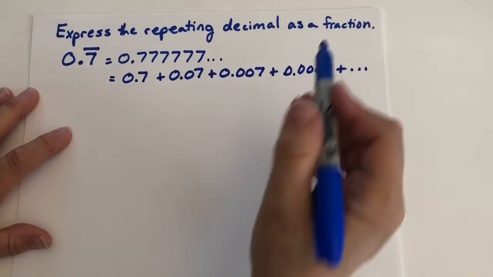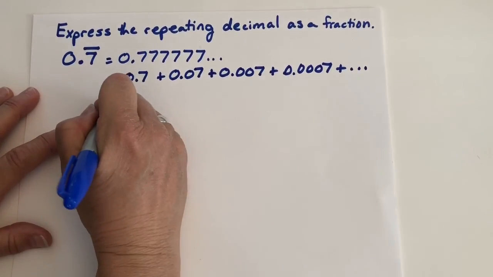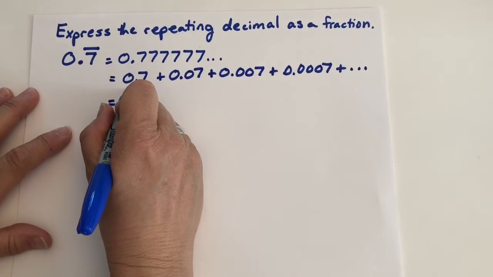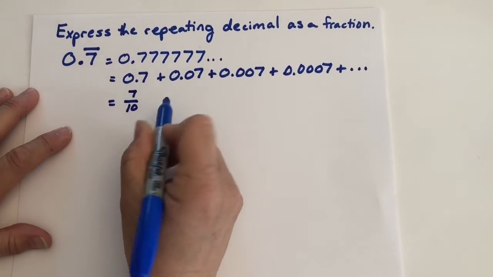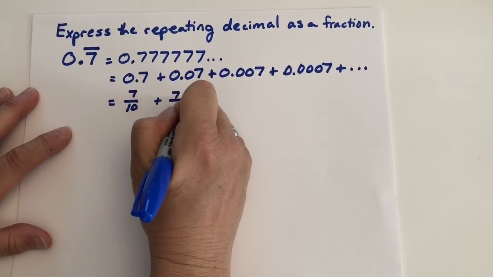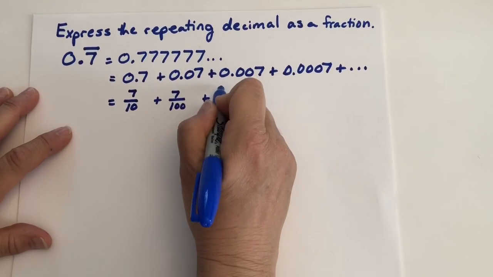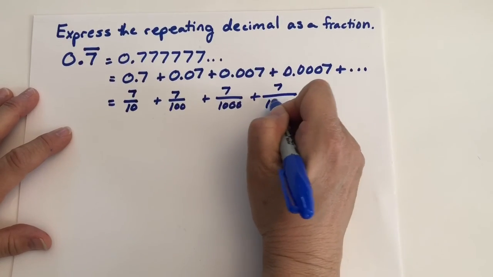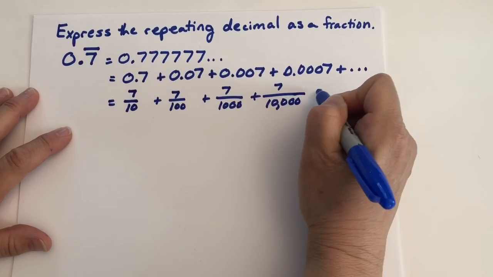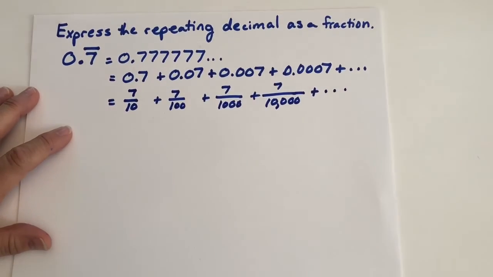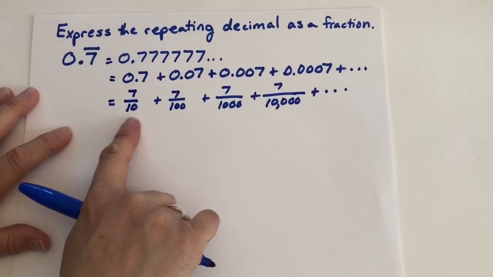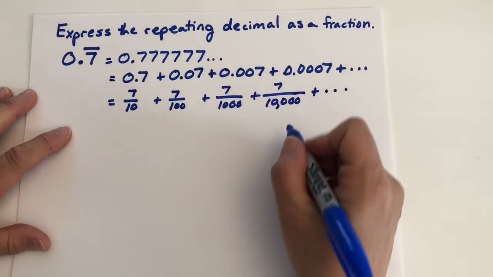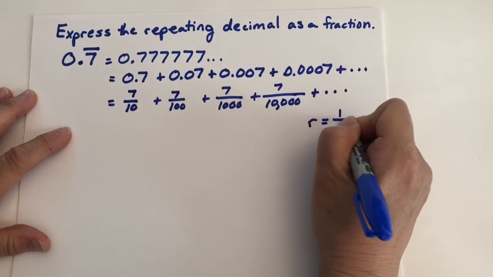It's asking us to write it as a fraction, so let me just move to fractions. This isn't strictly necessary, but I'm going to anyway. We have 7/10 plus 7/100 plus 7/1000 plus 7/10,000, and on the fractions go. So I hope you can see that we have an infinite geometric series here with our r value equaling 1/10.